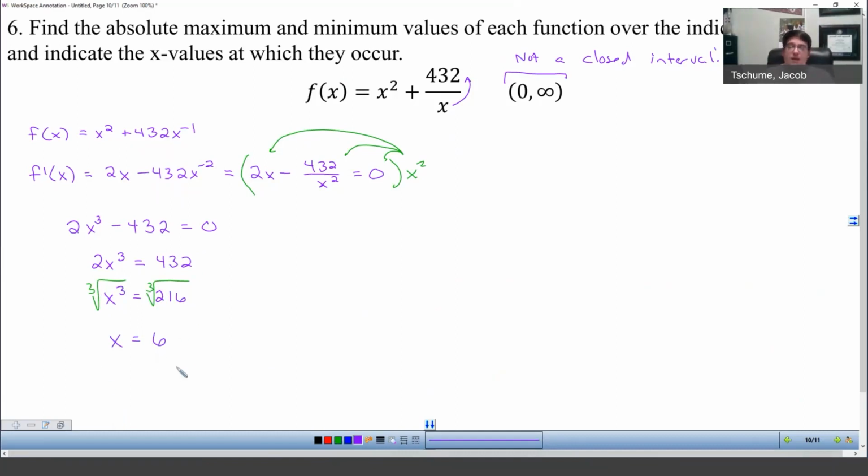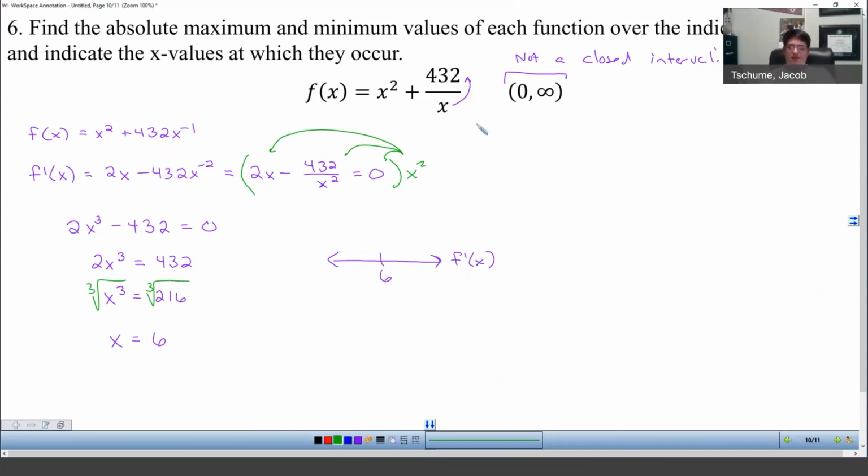Now, you can't throw any critical numbers out unless it was negative, because any number between 0 and infinity is fine. The thing is that I don't know whether this is an absolute max or min, so I'm going to have to resort back to the line test that we did back in section 3.1. So I'm going to plot the 6 right in the middle.